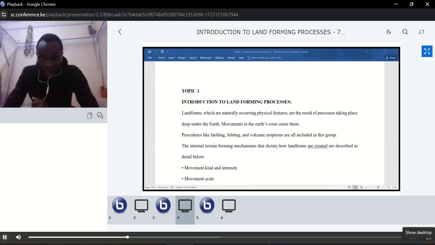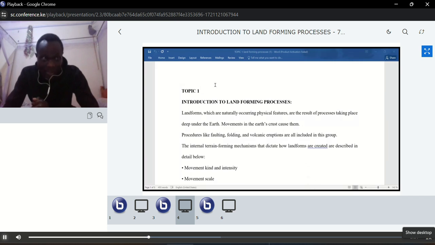Under topic 1, the introduction to landforming processes, you see that landforms, which are naturally occurring physical features, are the results of processes taking place deep under the Earth. Movements in the Earth's crust cause them, and procedures like folding and volcanic eruptions are all included in this group. The internal terrain forming mechanisms that dictate how landforms are created are described in detail below.